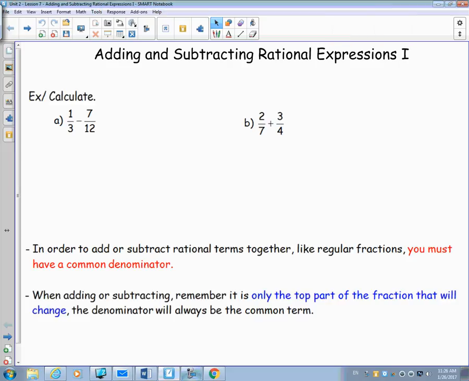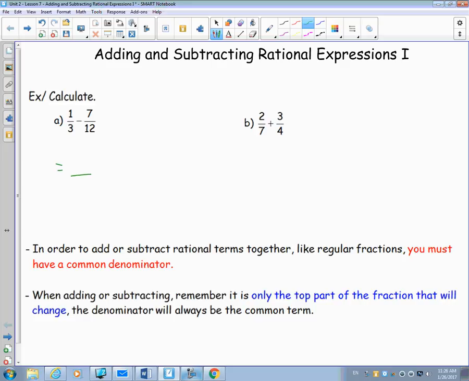In this lesson, we're going to examine what happens when we have adding and subtracting between rational expressions. To do that, we have to go back to numbers first. The idea of numbers can be applied to algebraic expressions as long as we understand the numerical idea. If I want to subtract fractions, we need common denominators.